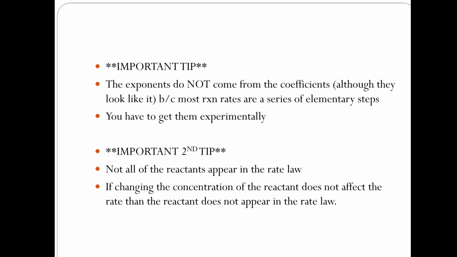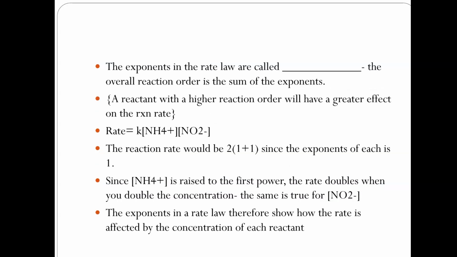If changing the concentration of a reactant doesn't affect how fast that reaction is going to go, then we don't include it in the rate law equation. The exponents in the rate law are called reaction orders. The overall reaction order is going to be the sum of all of those exponents. So if you have a reactant that has a higher reaction order, it's going to have a greater effect on the reaction rate.